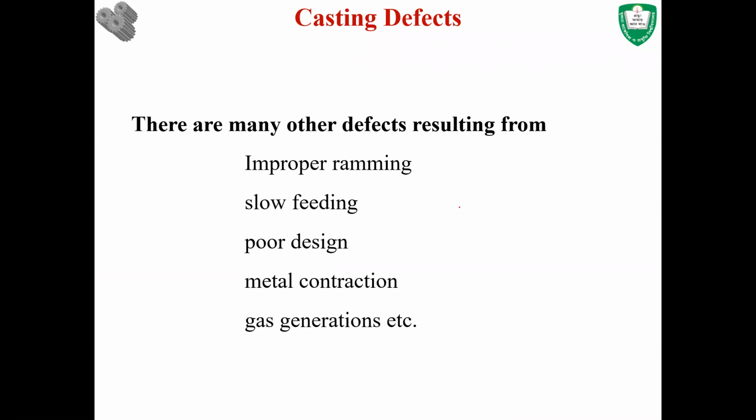Okay, there are many other defects also resulting from improper ramming and slow feeding. These are the basic reasons for the casting defects that might occur. Metal contraction and gas generation are the major reasons for producing casting defects. There are also some more defects present, which are given in the book of Rajendra Singh, or you can also get it from the book of R.K. Jain. You might want to also have a look at them, all the other casting defects, so that you might get a broad insight about casting defects.